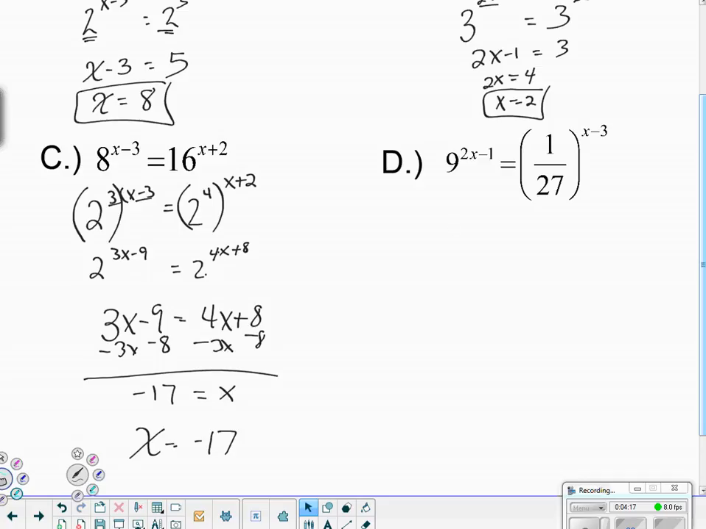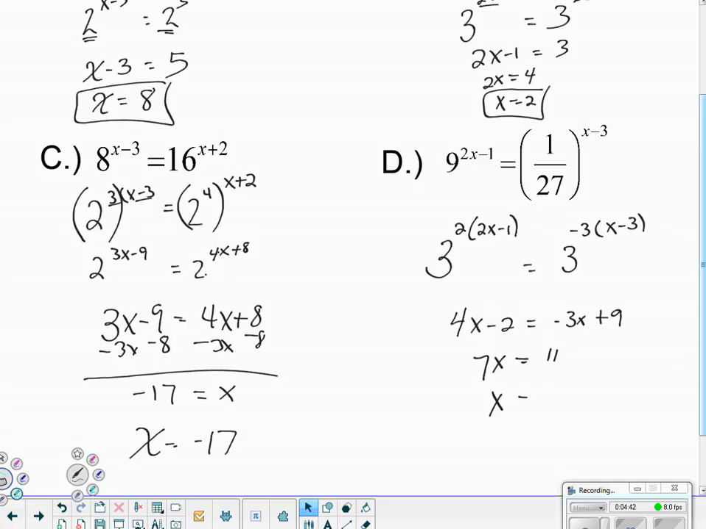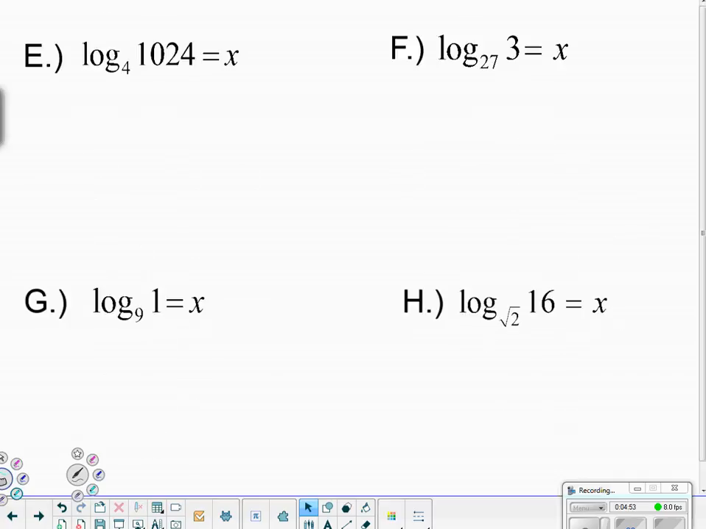1 over 27, we can rewrite that. Ooh, 9 we can rewrite too. 3 squared, 2x minus 1. 27, it's 1 over, so that's 3 to a negative 3 raised to an x minus 3, power to power. Multiply power to powers, because they're so powerful. And we're sitting with that. Add this over 7x, add this over 11, divide by 7, 11 sevenths. So just a nice quick review on dealing with equations with exponents.